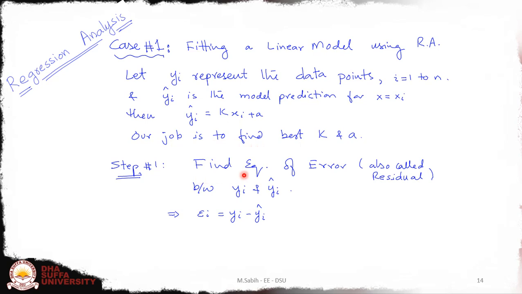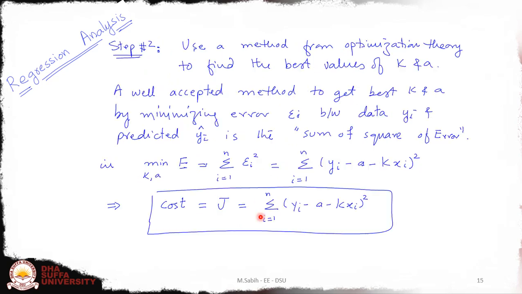So step 1 will be to find the equation of error. Error means the difference between the value we calculated from the predicted model and the y we already have from the real data. So this is the real data yi, and this is the yi hat from the mathematical model. This is called the residual. So the residual is the error, epsilon i equals yi minus yi hat.